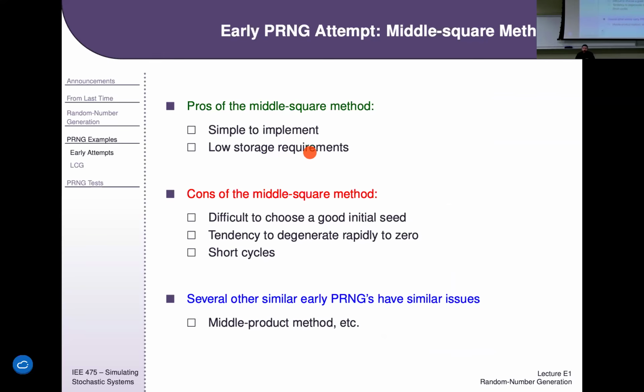So, the pros here, it's simple to implement. Simple to implement, it's fast. It's difficult to choose a seed. There's a tendency to decay to 0 and you get short cycles. And a bunch of their other attempts at pseudo-random number generators had all the same problems. So this was not great.